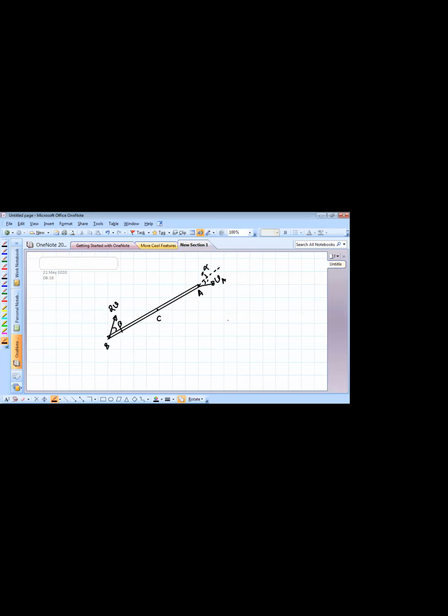So you can use two concepts here. First of all, what should happen? The relative approach or separation velocity of B with respect to A should be 0. Right, hope this is clear to all of you.